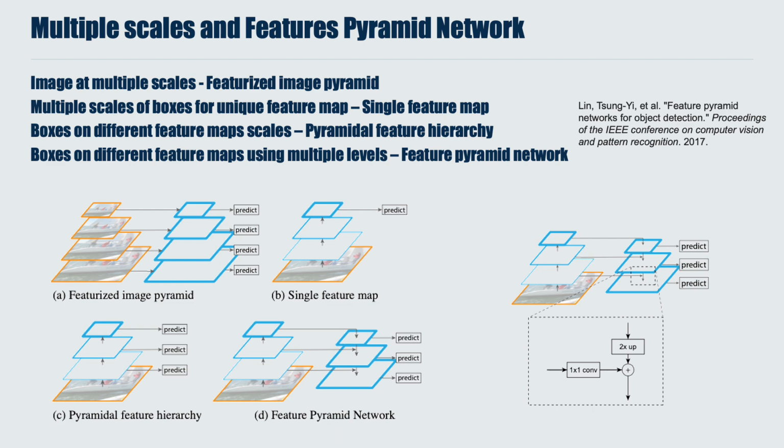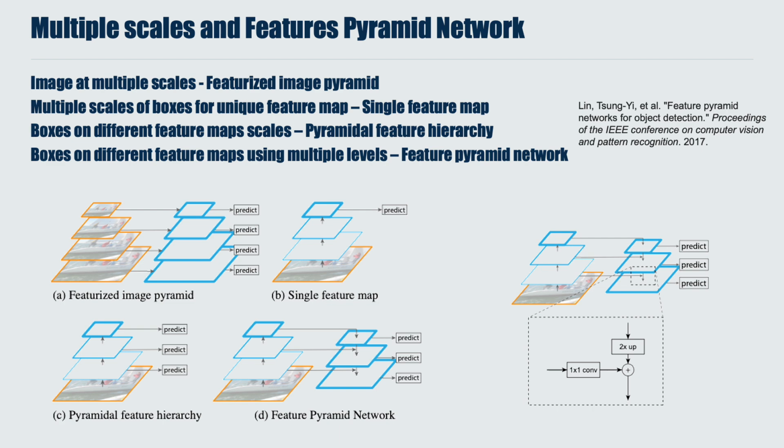Another possibility is to say, well, I consider my initial image and I progressively extract features at different scales and predict from each of these feature maps specific boxes that I can extract there. But in that case, you cannot get any information from the features that you extract afterwards. So it's only one step at a time. And that's what we call the pyramidal feature hierarchy.